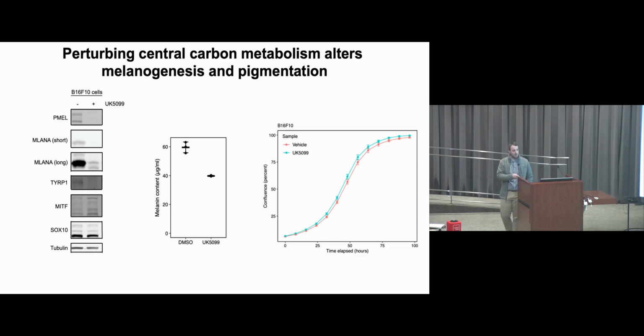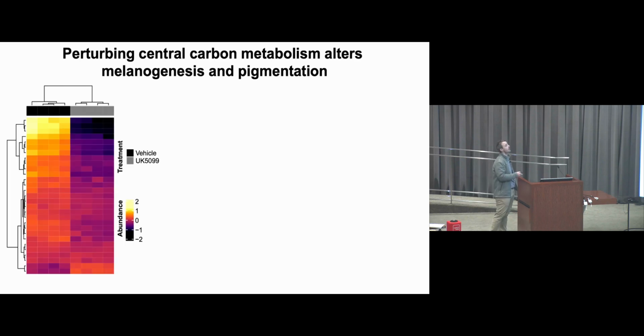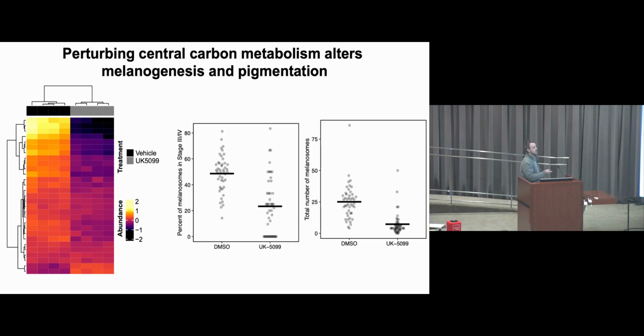But we wanted to ask this in a more comprehensive way. So we teamed up with Steve Gygi at HMS to do quantitative proteomics. Here I'm just showing you that same idea. We treated with either vehicle or this inhibitor of the mitochondrial pyruvate carrier and measured the abundance of all melanogenic genes. We could see that the abundance of all of those proteins goes down. We can also do transmission electron microscopy under these conditions and see that the melanosomes themselves are perturbed. We have fewer total melanosomes on the right, and fewer in the mature state.